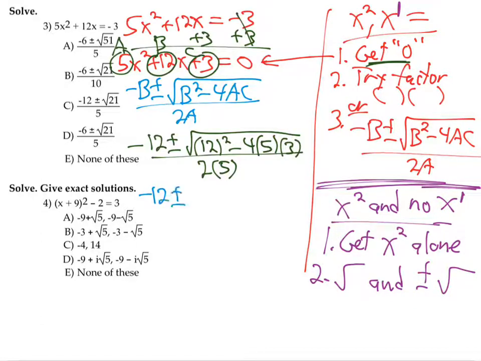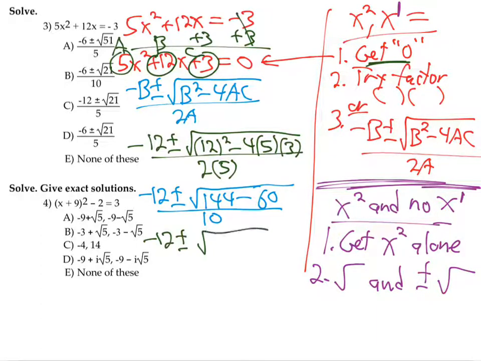And then work that out. That'll be minus 12 plus or minus the square root of, what's that? Use your calculator. 144 minus 60, all over 10. And so then that is minus 12 plus or minus square root of 84, all over 10. I think. Did I do that right? Yeah. So we get to there. Good so far.